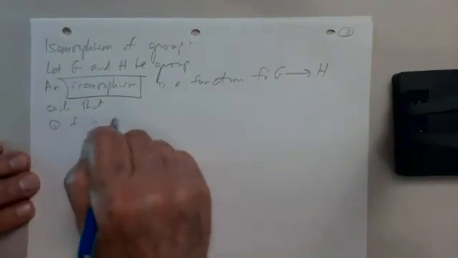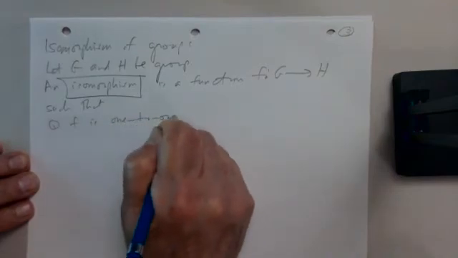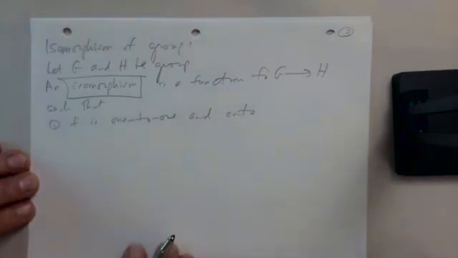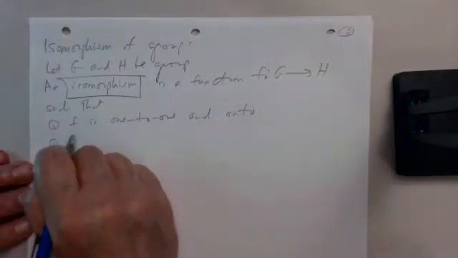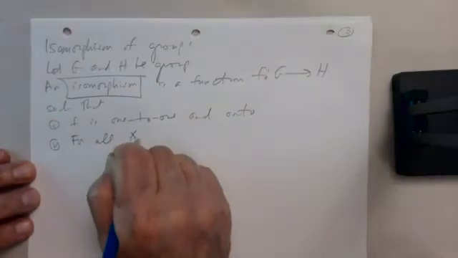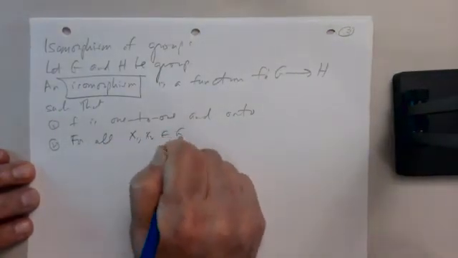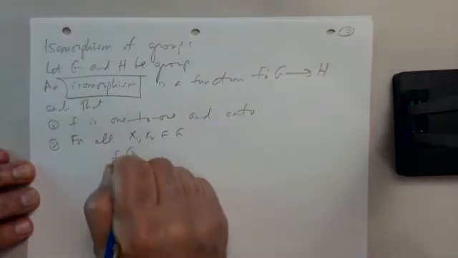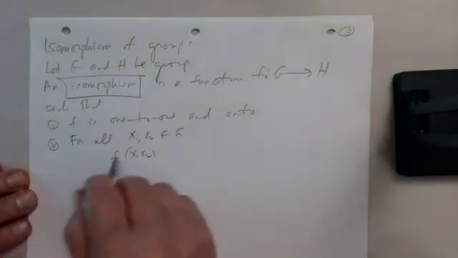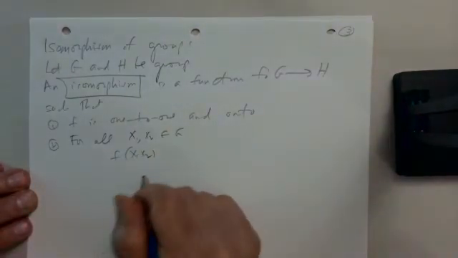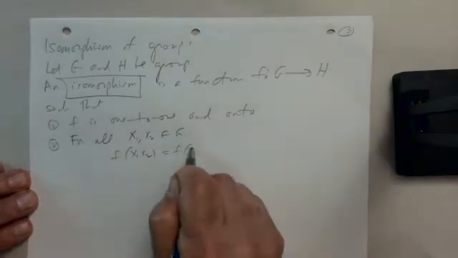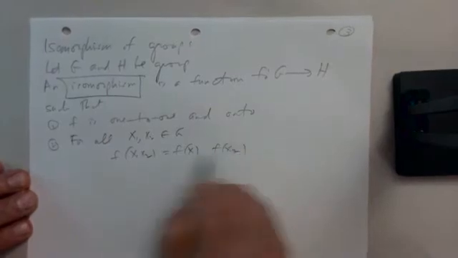First, f is one-to-one and onto. I'll remind you in a minute what that means. And second, for all elements x1 and x2 in G, f of x1 times x2 equals f of x1 times f of x2. I'm going to write the operation in the groups as multiplication, but you can translate it to addition if that's the operation. F of a product of two elements is the product of their images.